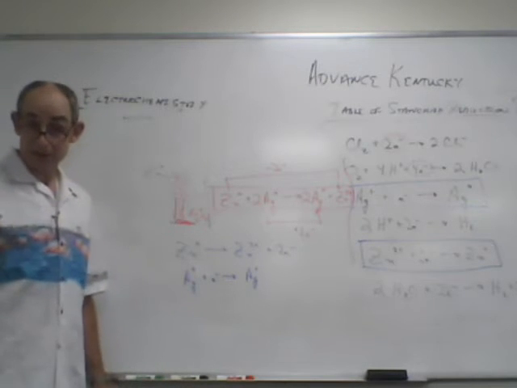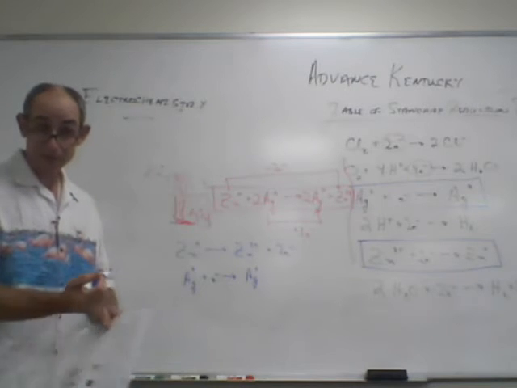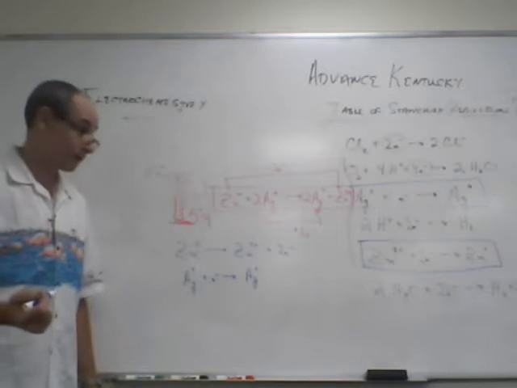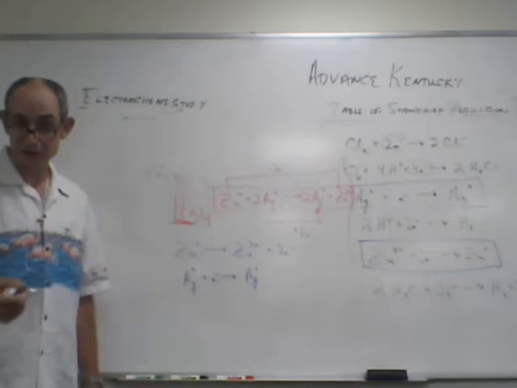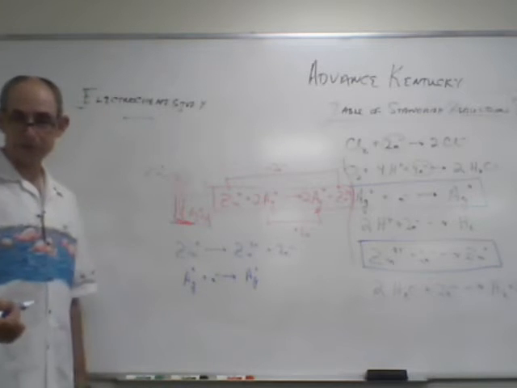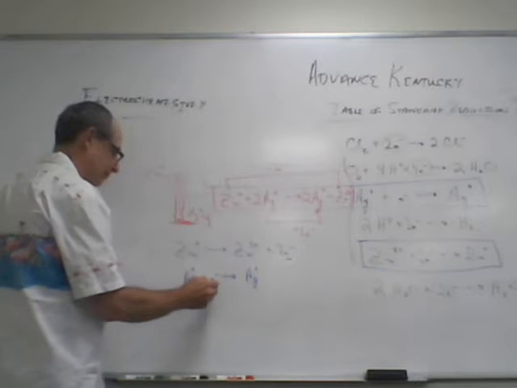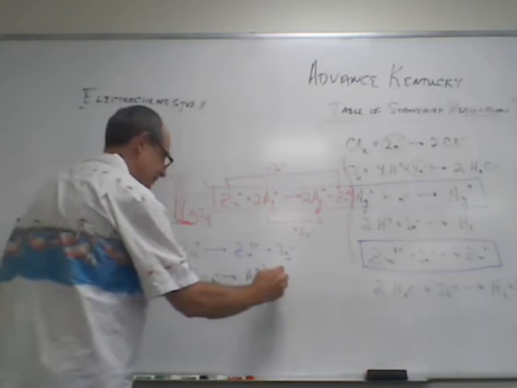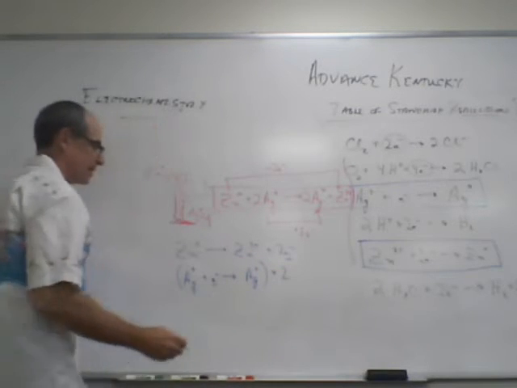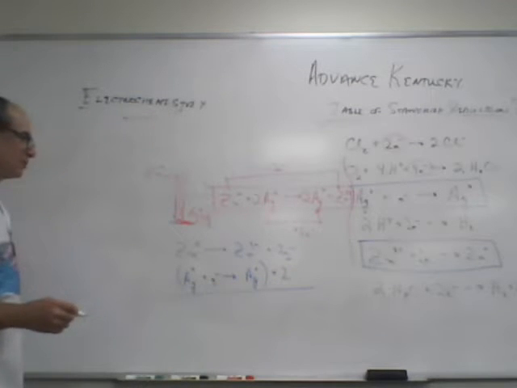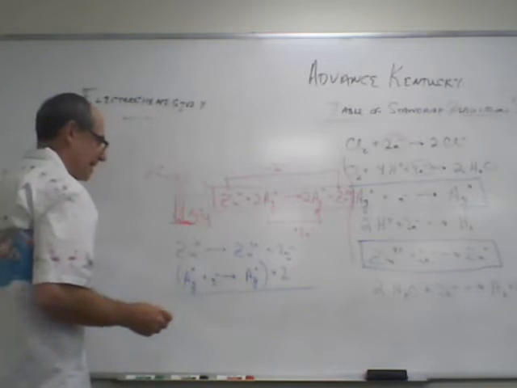The second thing in combining two half reactions to a complete overall reaction is to make sure the total number of electrons lost equals the total number of electrons gained. So we've got 2 electrons being lost here and 1 electron being gained. Clearly we need to multiply this entire second reaction equation by 2 and then combine.